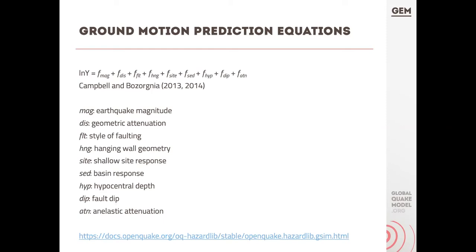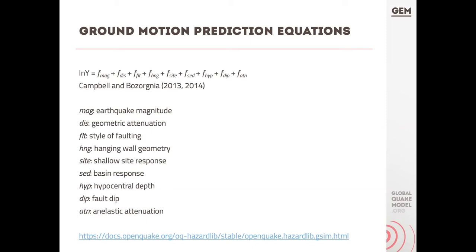You can see that these equations can get quite a bit more complicated as well, depending on the area of interest. So in addition to the magnitude and distance, these prediction equations also may include input variables such as the style of faulting, the hanging wall geometry, shallow site response variables. If you're trying to model the basin response, there could be other parameters that go into these GMPs, a measure of the hypocentral depth, fault dip angles, and other kinds of input variables.